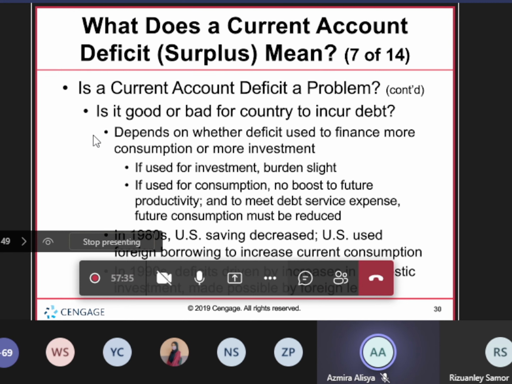It depends on whether the deficit is used to finance consumption or investment. If the debt you are borrowing is to spend lavishly on consumption, yes, that's a problem. But if you borrow for investment, not a problem. If you use it for consumption, the burden shifts to the future: there is no boost to future productivity, and to meet that debt, future consumption will be reduced.